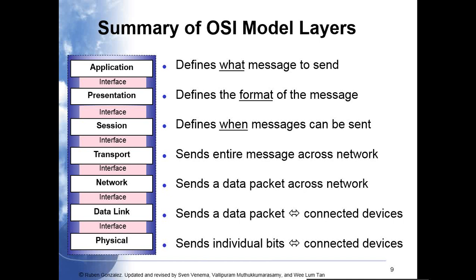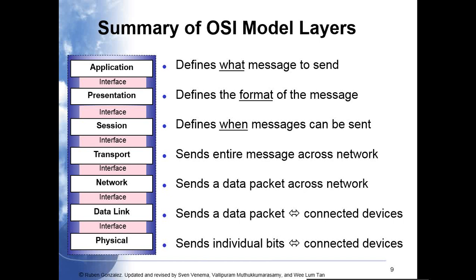At the top layer, I've got the application layer. This is the program. This is the one that I'm using to send my message. It defines what message I'm going to send. So I've typed some text in, that's the message. There has to be an application or something that does that for me, captures that information.